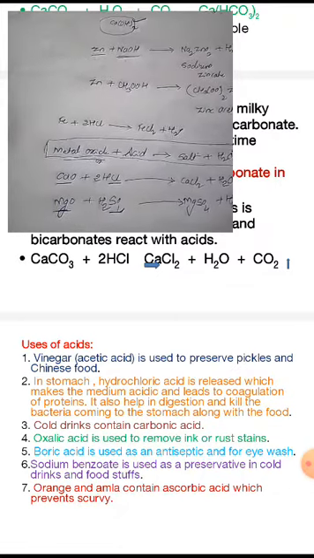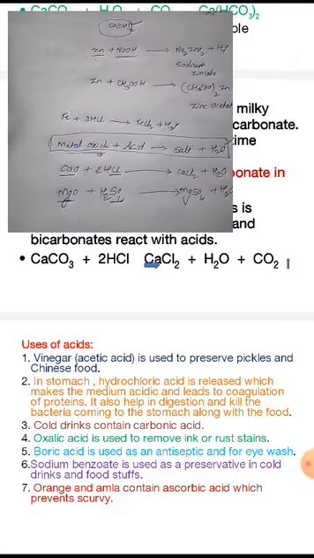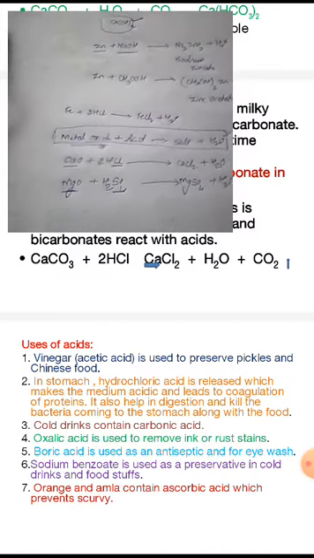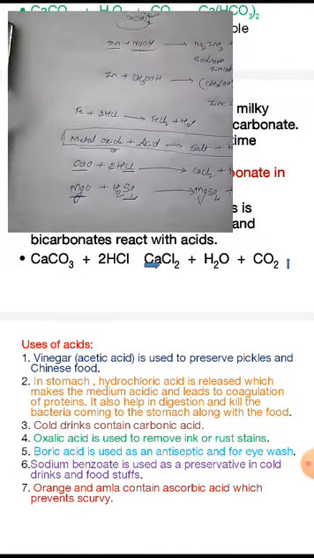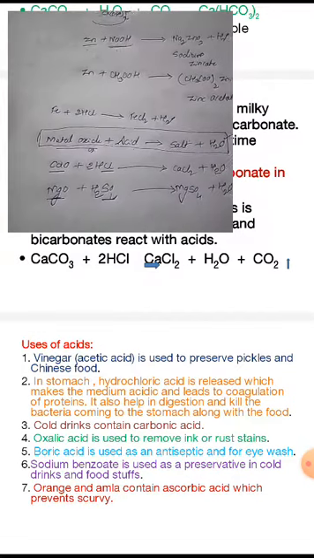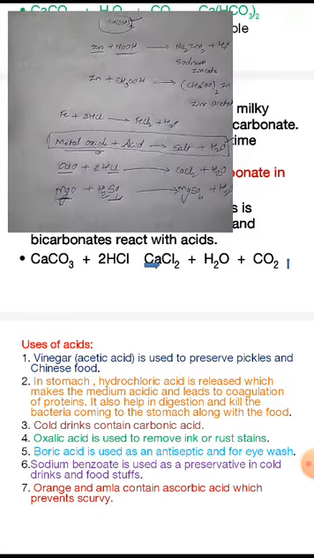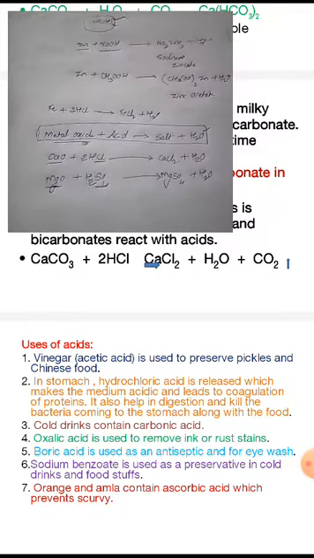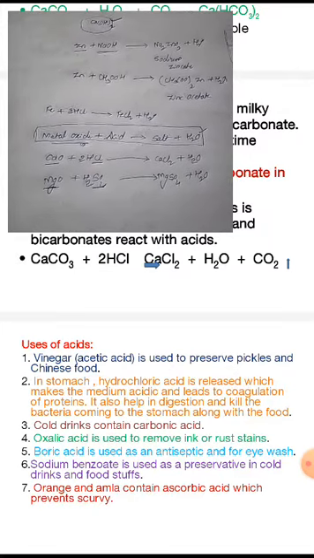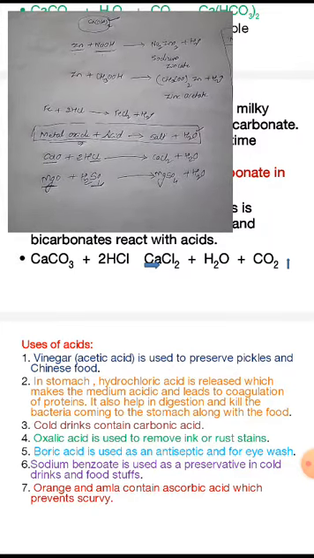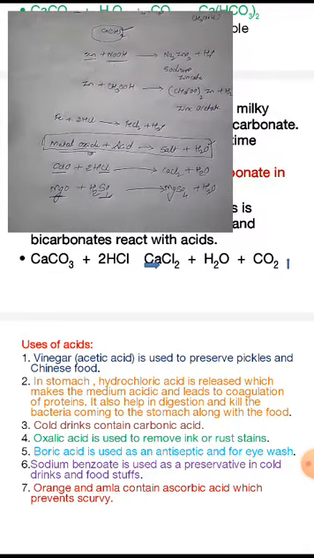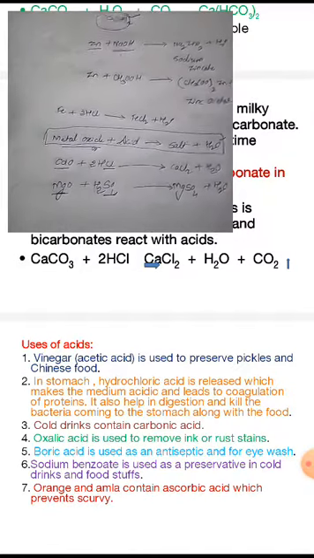What is the role of hydrochloric acid? You learned that it kills the germs entering along with food and water, and it helps in softening the food. Yes, no. So hydrochloric acid is released in our stomach. Then cold drinks contain carbonic acid. You know about cold drinks. After removing the cap, if you keep the cold drink outside, it becomes tasteless, which means the carbonic acid decreases. So when the carbonic acid is there, that cold drink seems to be tasty.